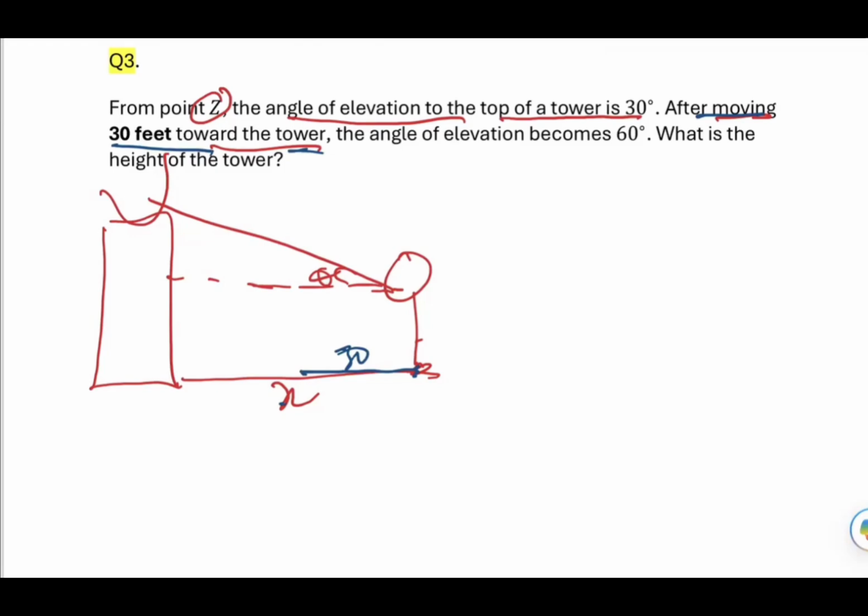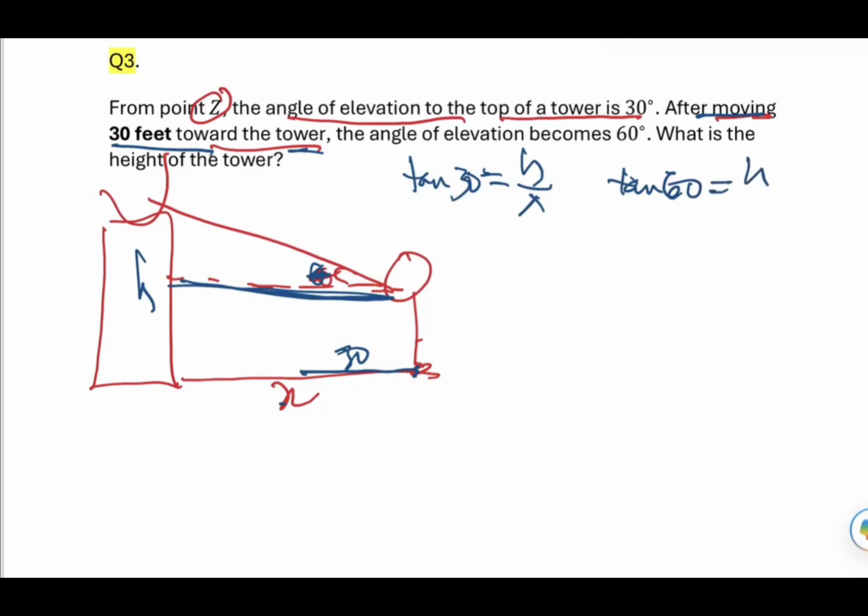What is the problem? They said the angle of elevation is 60. So it changes. Our new angle of elevation is 60. Therefore, what is the height of the tower? The height we don't know. But if this is the angle and we know the base, we have a tan structure. Therefore, the first situation, we have tan 30. What is the height? I don't know. What is the distance from the tower? It's x. First equation. The second equation, I have tan 60. When I move 30 feet, the height still remains the same. I move 30 feet, so you subtract: x minus 30. That's the distance from the tower.